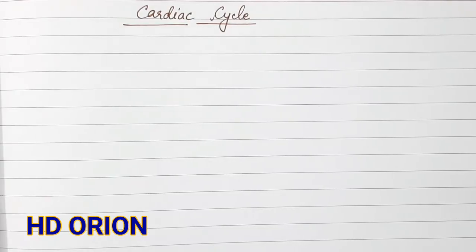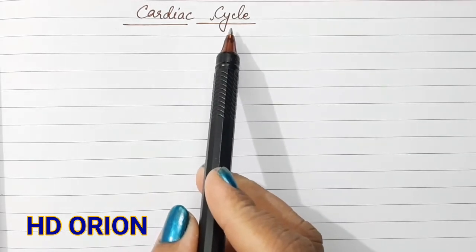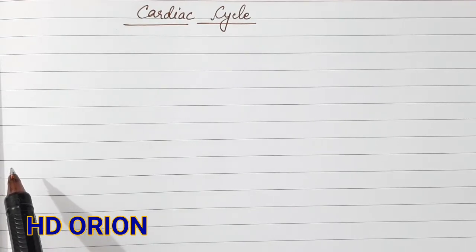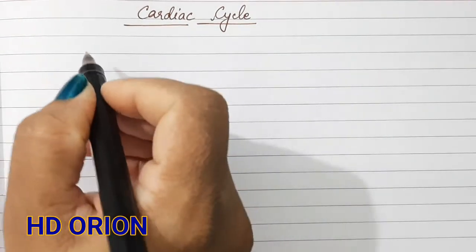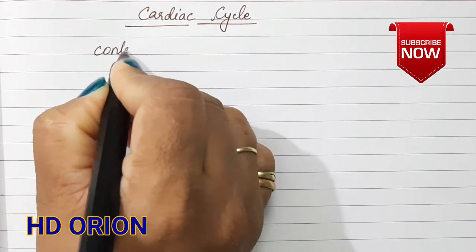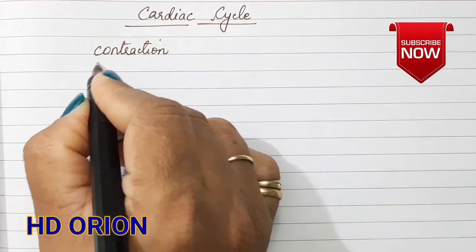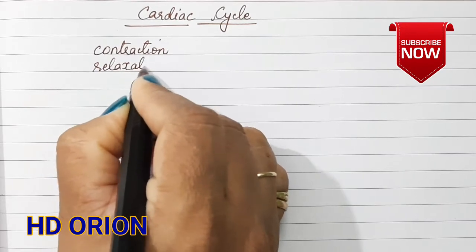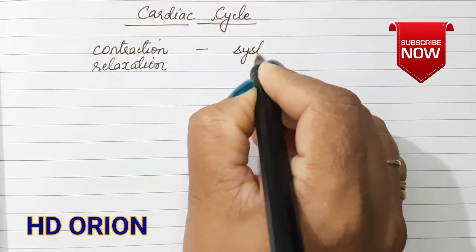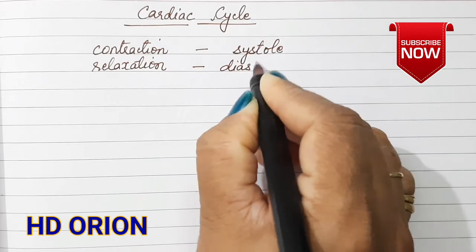Hello everyone. In this video lecture, we are going to study the cardiac cycle. The cardiac cycle comprises the events that happen within 0.8 seconds in the heart. There are two main things that happen: the contraction of the chambers of the heart and the relaxation of the chambers of the heart. The contraction is known as systole, and relaxation is known as diastole.